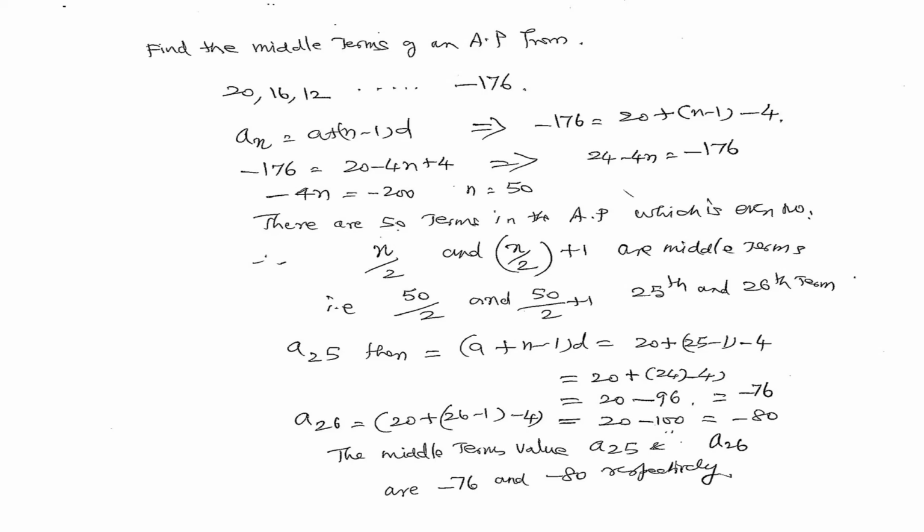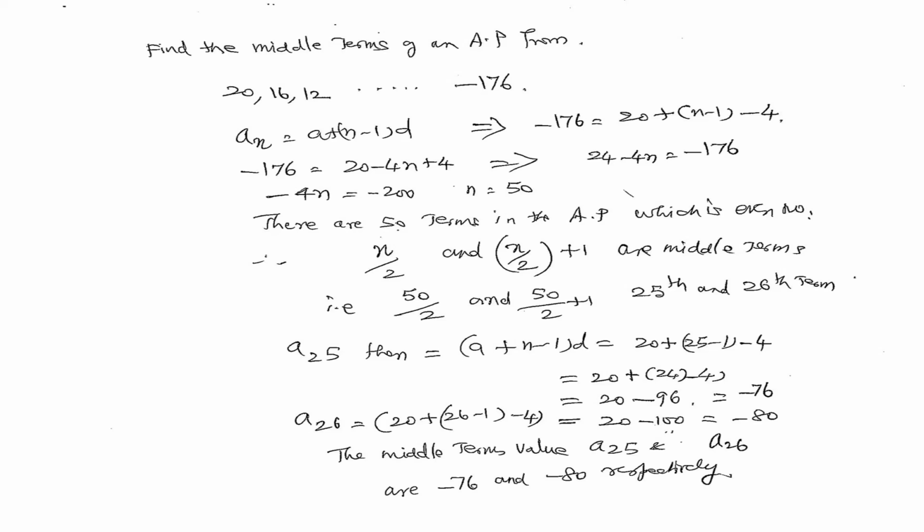The 50 terms in the AP is an even number. Therefore, the n/2 th and (n/2 + 1)th terms are the middle terms. That is, the 25th and 26th terms are middle terms. So, A25 = A + (n - 1)D. That is -76.